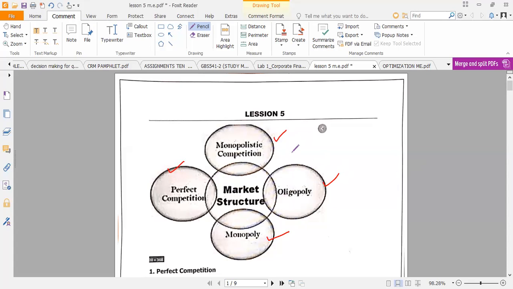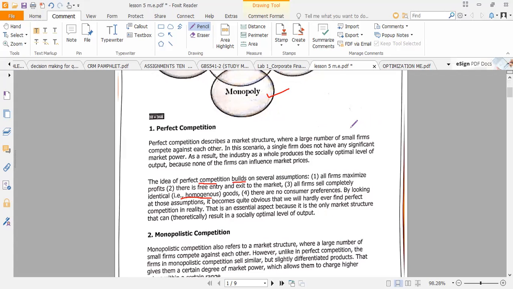So for each of these market structures, they are determined by the characteristics that we are going to look at. These market structures are important because they will show you relationships that exist between sellers and other sellers. They also show you relationships that exist between sellers and buyers. So we'll start with the perfectly competitive market.